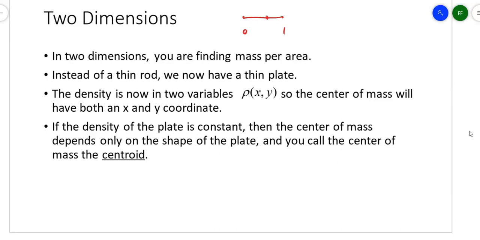All right, so now we've got a density function in 2 variables. So the center of mass is going to have both an x-coordinate and a y-coordinate.